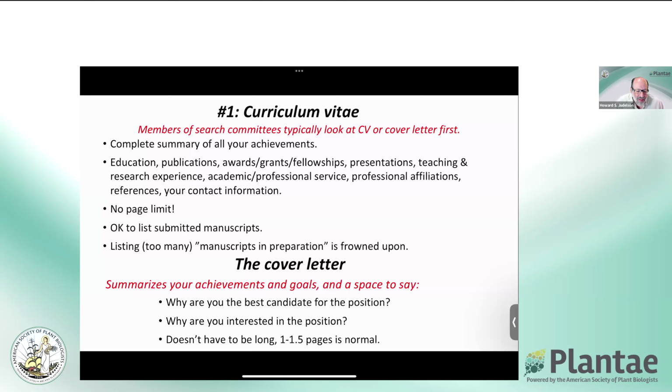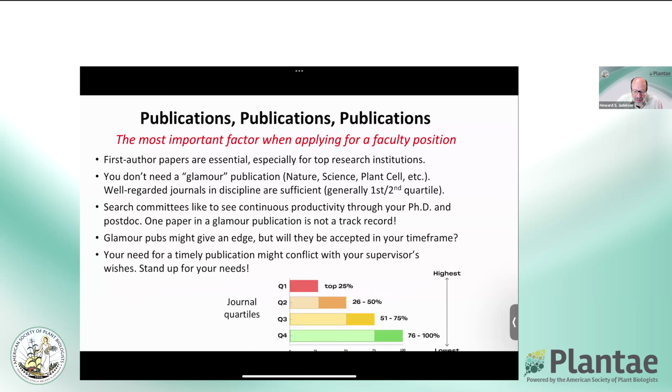And then the cover letter, this is usually a shorter document, maybe 1.5 pages long. Here you're going to summarize your achievements and goals, some of which will be in your CV, but you also have space to say things like, why do you think you're the best candidate for the position? Why you're interested in the position. Anything you say here is a little more personal than the CV, but it sort of helps glue together material points that you might be making elsewhere in your application. Okay, next slide.